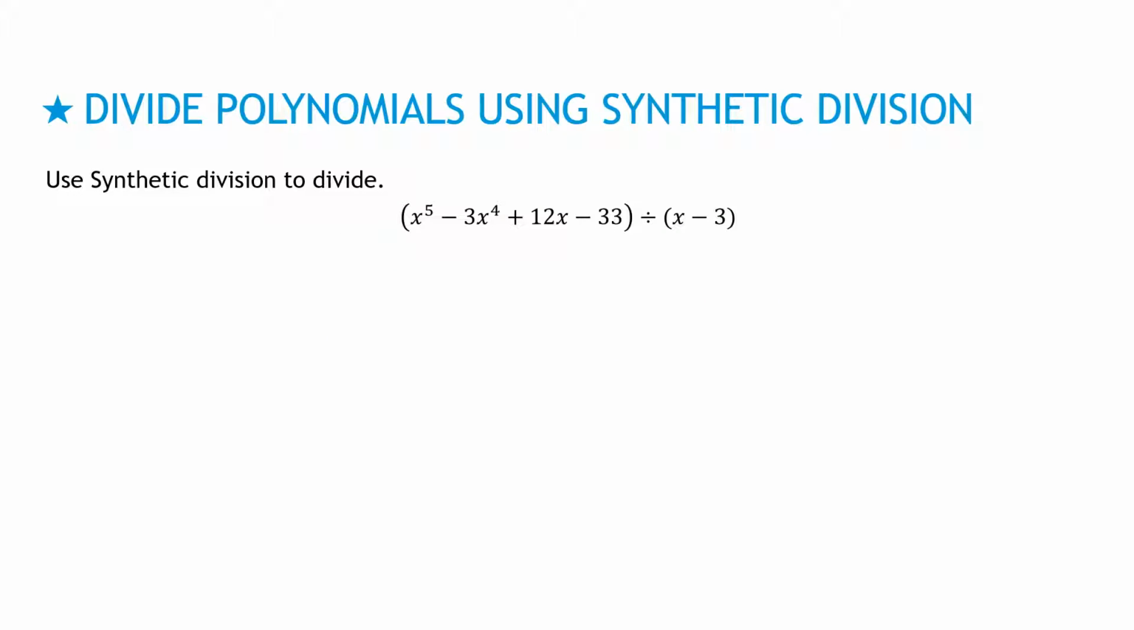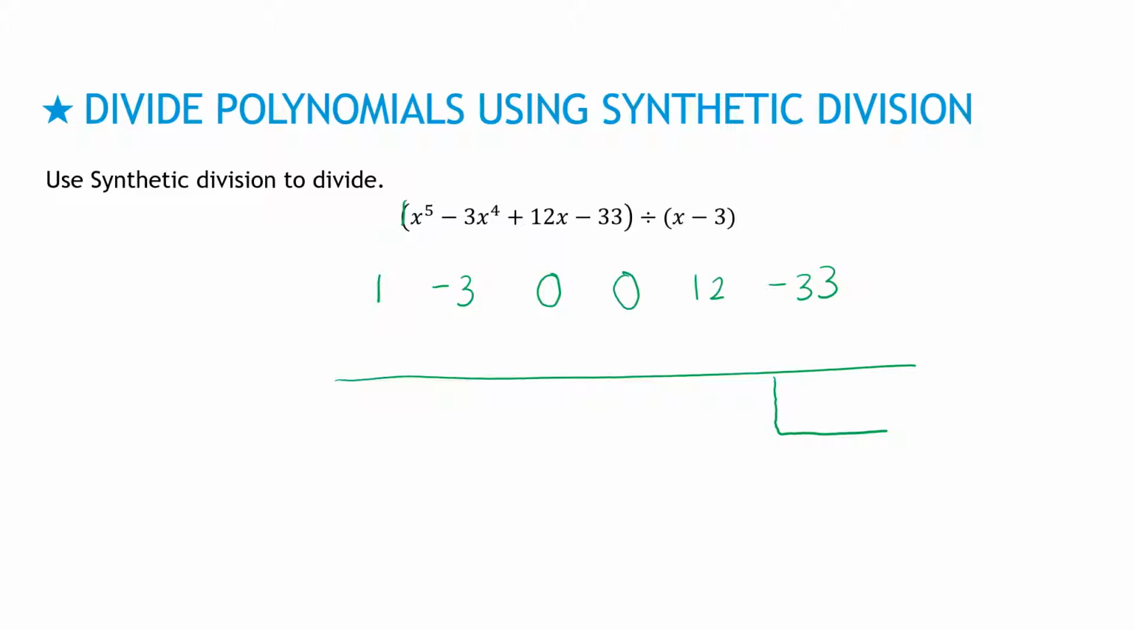Here's one for you to try. Before you get started, I would use 1 for x to the 5th, negative 3 for x to the 4th, but notice I don't have an x to the 3rd, so I have to put a 0, and I don't have an x squared, so I have to put a 0. Then I have 12x, then just 12, and then negative 33. These are the same questions we did in the last video with long division, so we should already know the answers. Then I'm going to put positive 3 in the box, because I would have taken x minus 3 equal to 0 to get x equals 3.